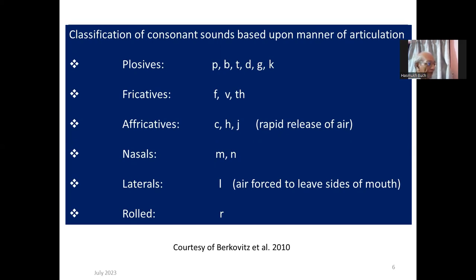Fricative, we already considered. Affricative, we have considered. CH, J. Actually, CH, I think we can put together, then it is better. C and H cannot be separated like this because it is chop and chop. Well, the air is released fast, but not as fast as in case of P, B, T, D, G, K. Nasal, we have already considered. Lateral, we have considered. Air is forced to leave by the sides of the mouth, not front or back or anything, but side. And then we go to the next.